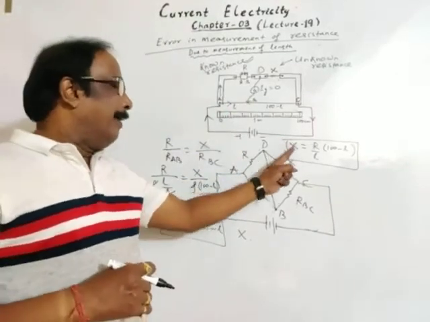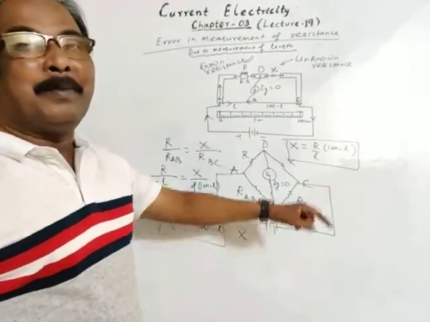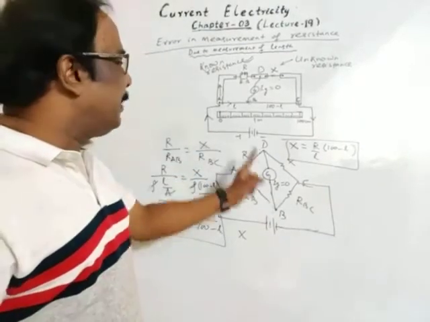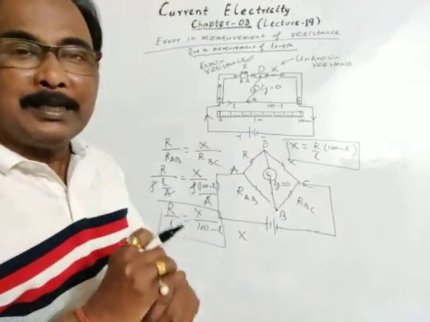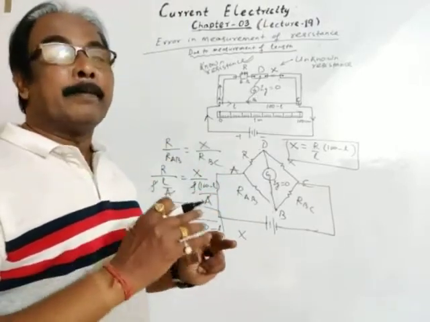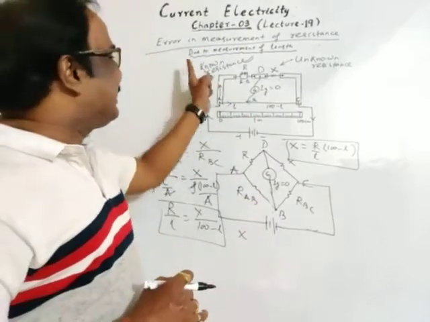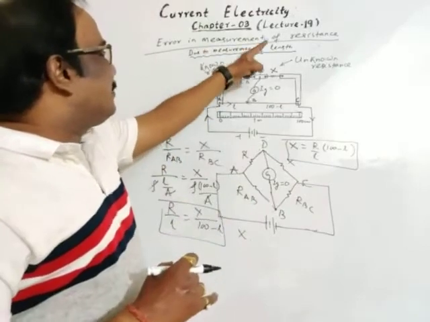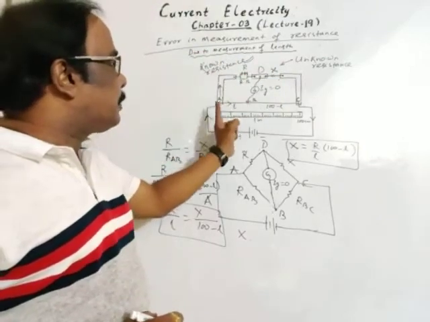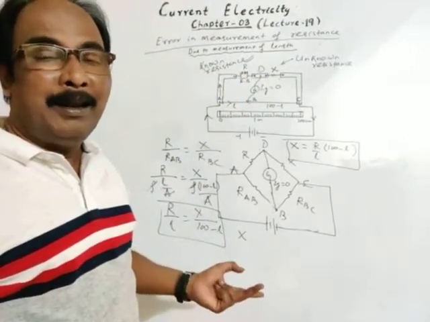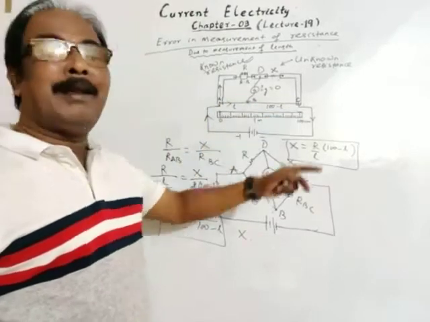So in the measurement of X, we may expect there may be error in the measurement of L. If there is error in the measurement of length L, then there will be error in the value of unknown resistance. So we need accuracy in the measurement of this length L. This is called error in measurement of unknown resistance using a meter bridge due to measurement in length. If we can measure this length properly, then we can get 100 minus L.